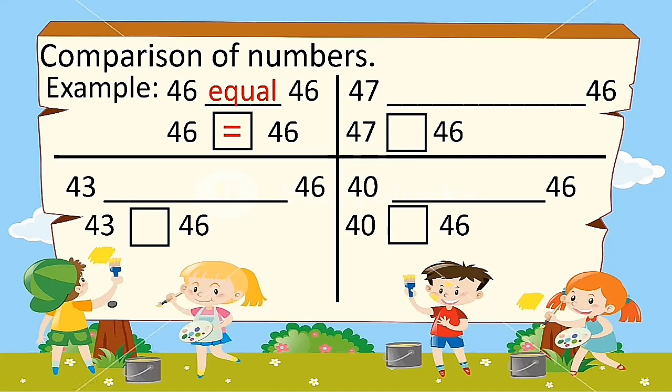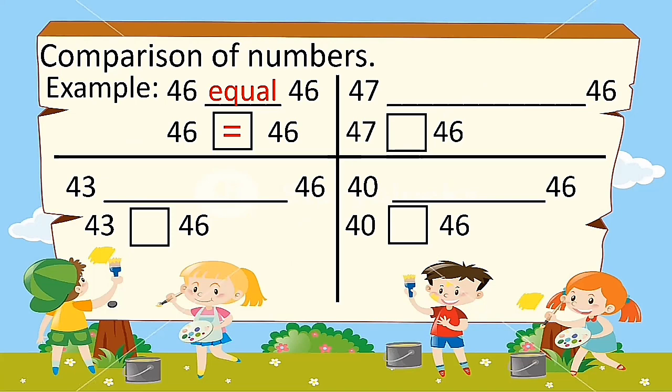Okay, please remember that one, because the amount of 46 here is the same as the amount of the other 46 at the right side. Okay, now let's proceed. 43 blank 46. Are they equal or not?